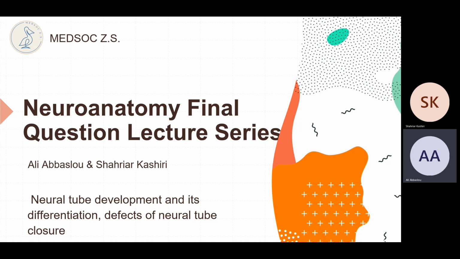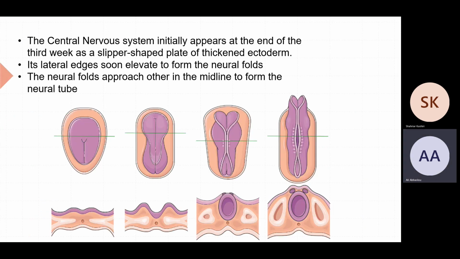And today we will be talking about the neural tube development and its differentiation, as well as defects of neural tube closure. So the central nervous system initially appears at the end of the third week as a slipper-shaped plate of thickened ectoderm, and its lateral edges will soon elevate to form the neural folds, and the neural folds will approach each other in the midline to form the neural tube, which we can see in the last photo.